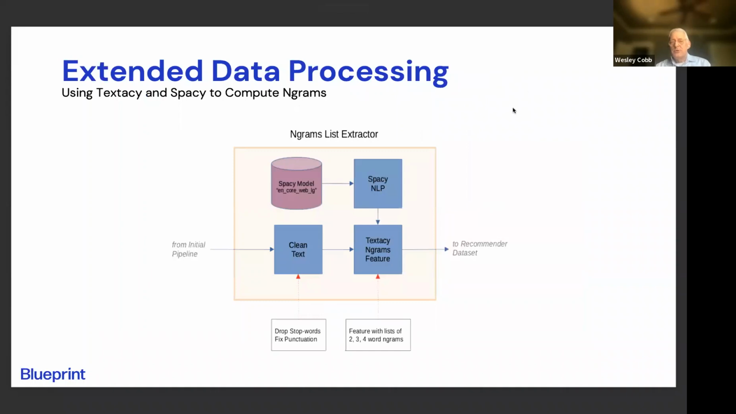To do that, we're going to build an extra little block to stick on the end of the data processing pipeline that we had. We're going to call this little block the Ngrams list extractor. It's going to take a paragraph of text and clean it up. Then it's going to run it through this spaCy-based Textacy Ngrams feature and extract a list of records that are basically these Ngrams. Then we'll take that and use it to build our system.